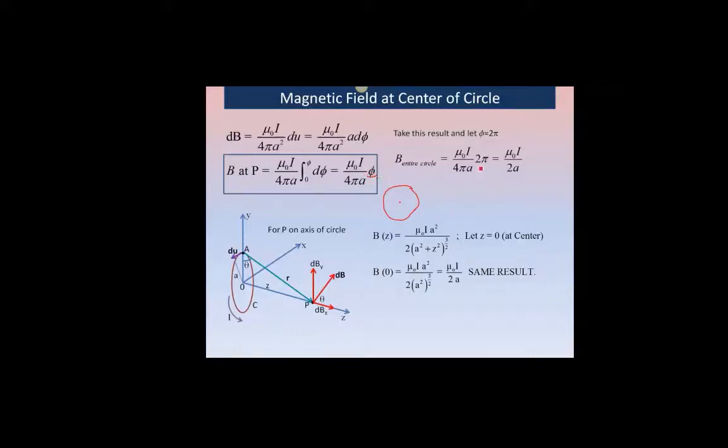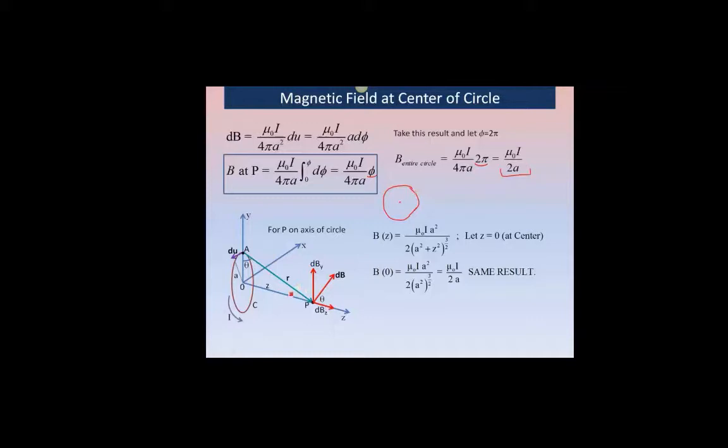And so that's right over here. Here's our 2 pi doing the integral over phi. And so what happens is that this simplifies to this equation here. So this is B for an entire circle at the center of the circle.